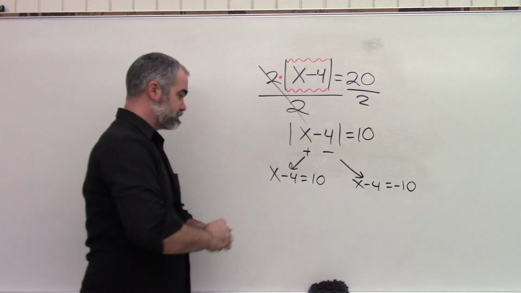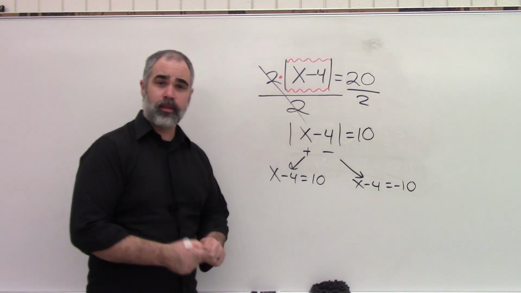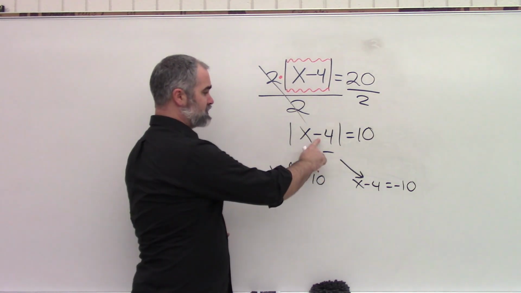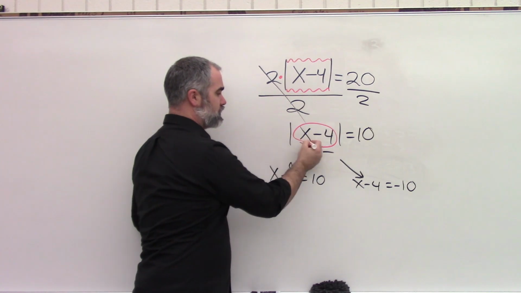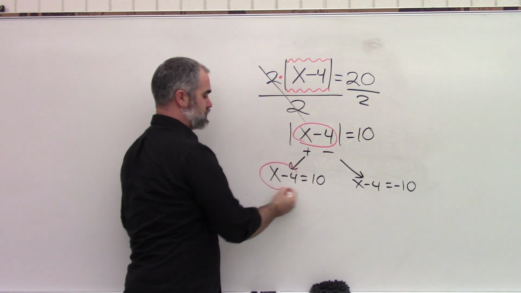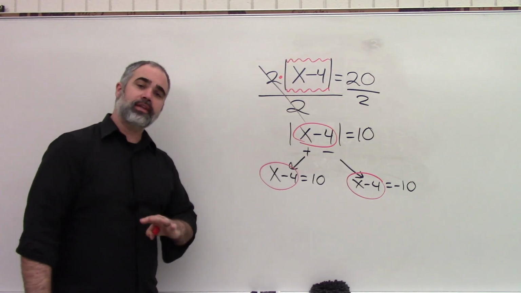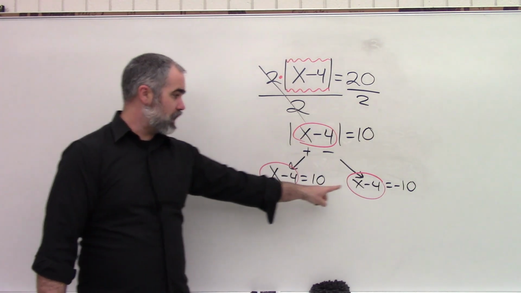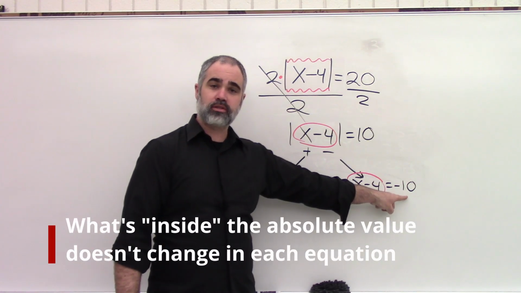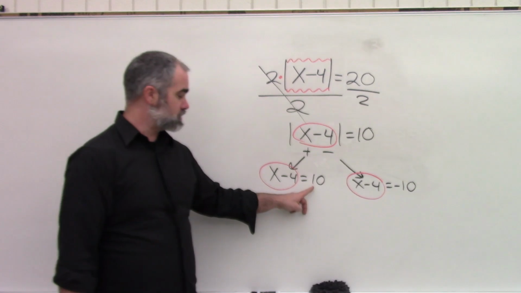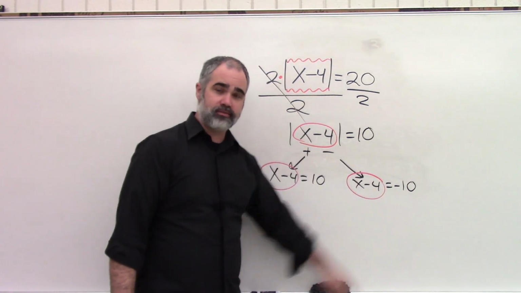We don't know. A quick note here. Notice some students want to make this positive, but notice here, nothing inside the absolute value changed. It's the same in all 3 places. The only thing that changed was what the absolute value equaled. So make sure that you're careful about that and you don't switch that. The only thing you're switching is what it equals. So it's positive 10 or negative 10.